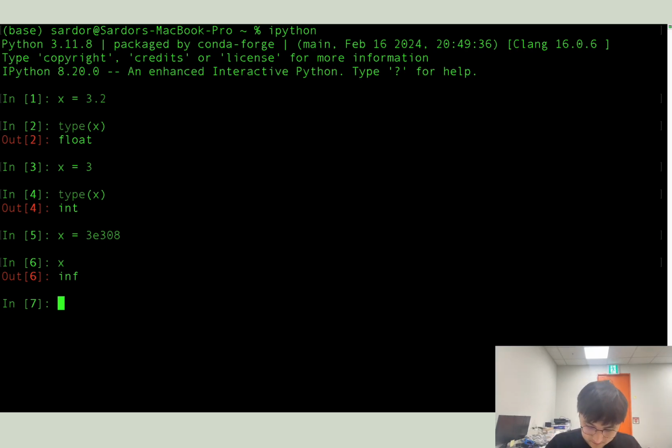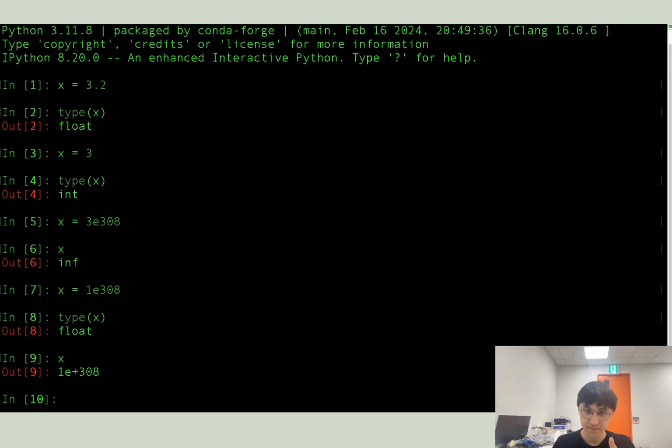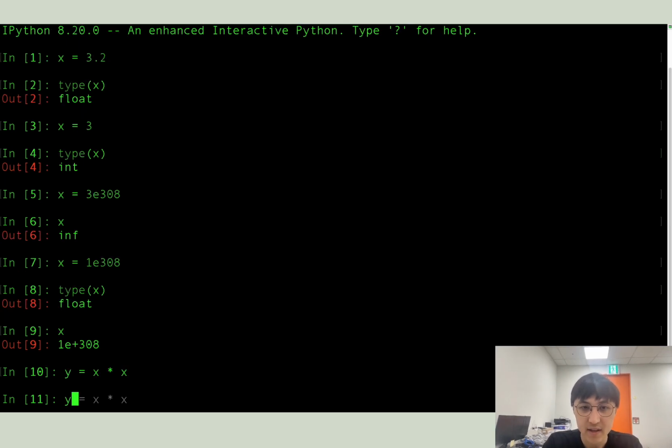So if I say x equal to 1E308, this is a very big number, like the maximum Python can represent. If I say type x, it says float. Okay, doesn't matter. 1E308 means 1 multiplied by 10 to the power 308. That's the representation, the biggest number. Now if I multiply this x by itself, I receive y, and if I print y, it is infinity.